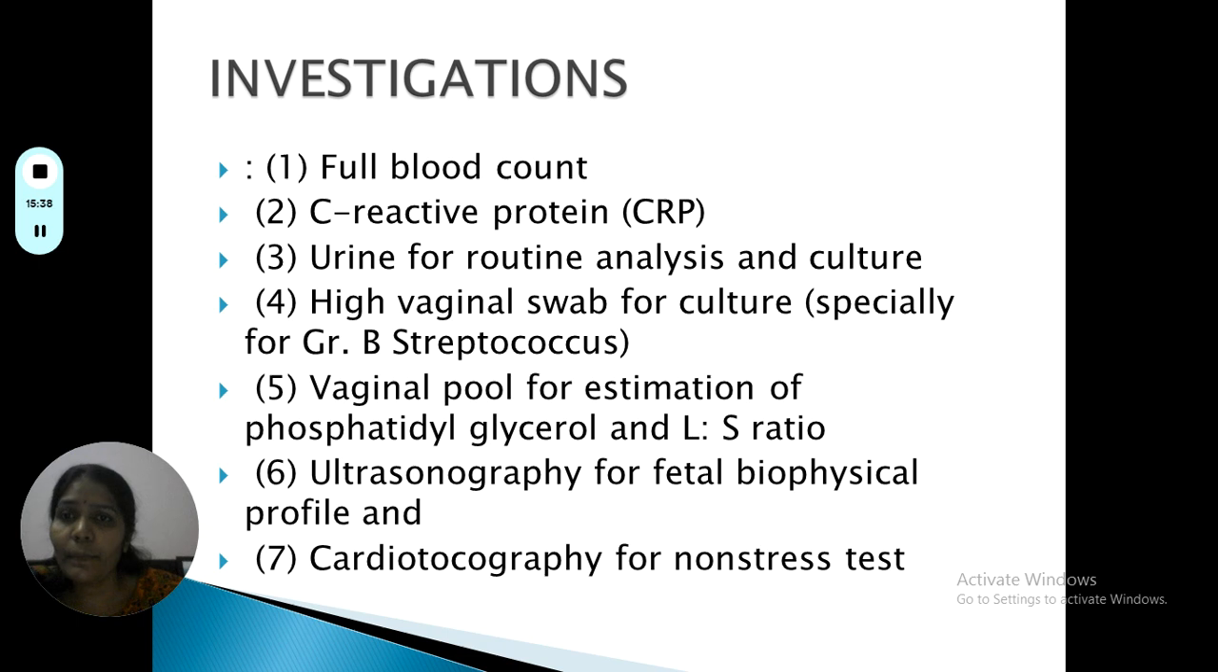So when a patient presents with rupture of membranes, what investigations can we do for the patient and how will we evaluate the patient?